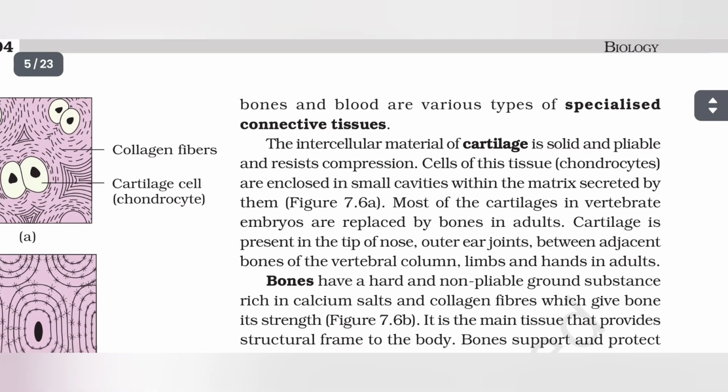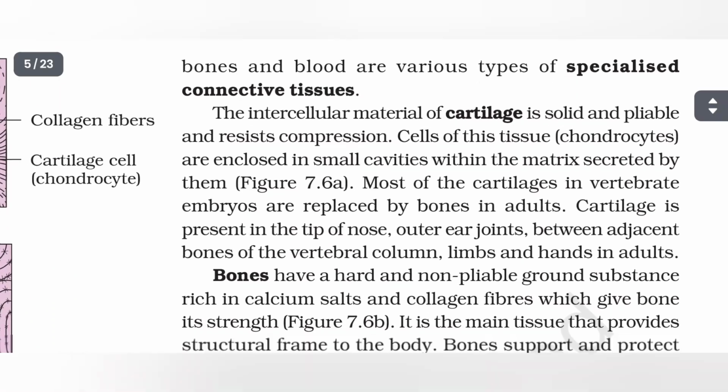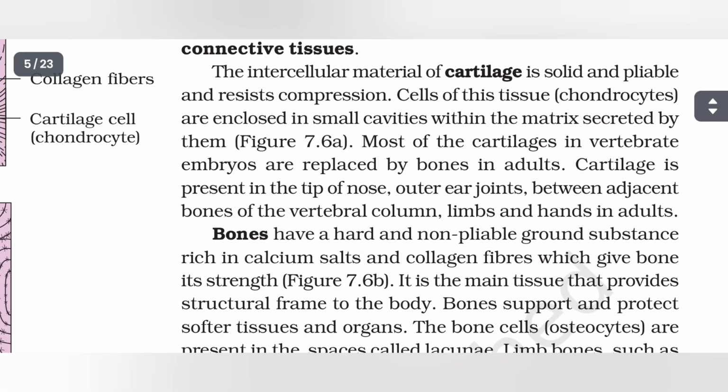Cartilage, bones and blood are various types of specialized connective tissue. The intercellular material of cartilage is solid and pliable and resists compression. Cells of this tissue, chondrocytes, are enclosed in small cavities within the matrix secreted by them. Most of the cartilages in vertebrate embryos are replaced by bones in adults. Cartilage is present in the tip of nose, outer ear joints, between adjacent bones of the vertebral column, limbs and hands in adults.